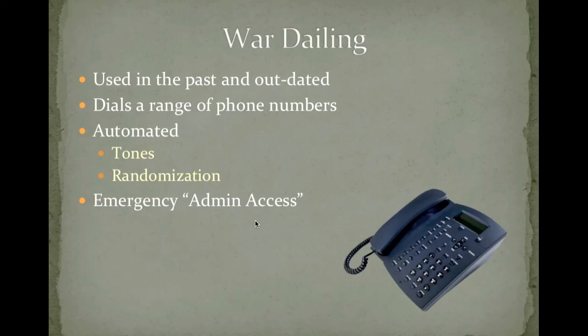So war dialing. This is very outdated and it was used in the past. Basically it dials a range of phone numbers between a certain amount. Most of the time it's automated, and what it does is it determines the tone. If you remember old modems, they would recognize whether it's a router or if it's somebody else's phone. And if you remember the old dial-up, you know how it works.